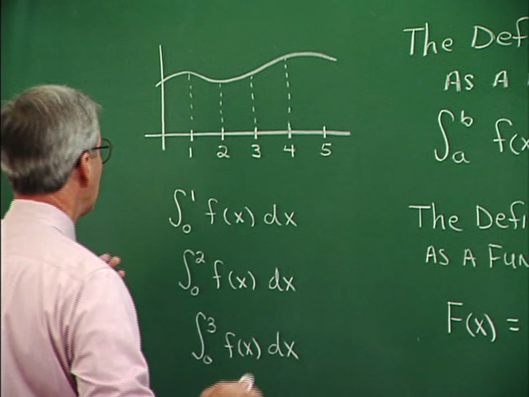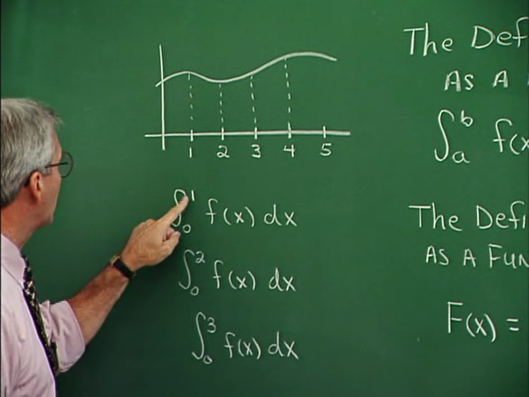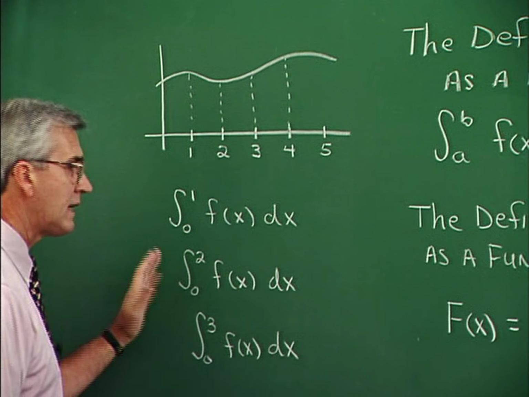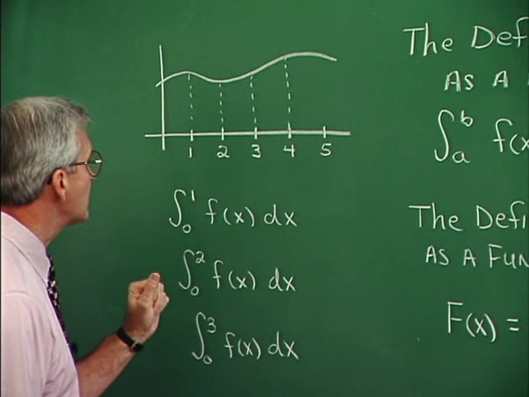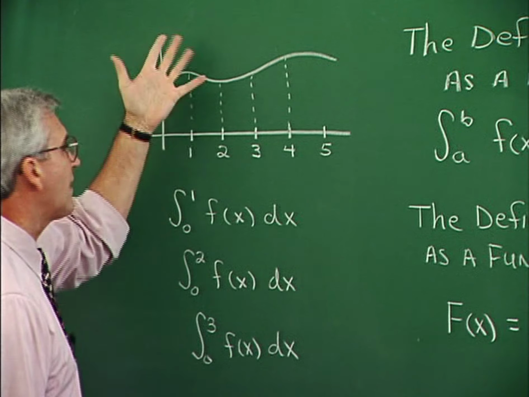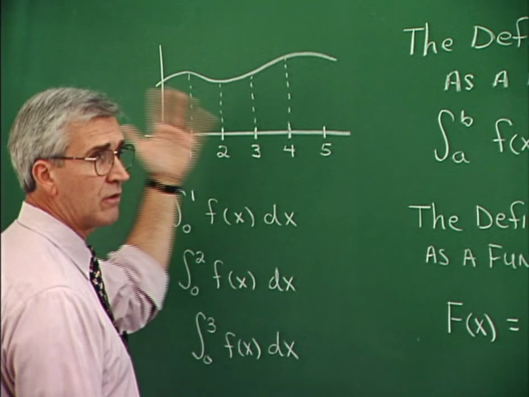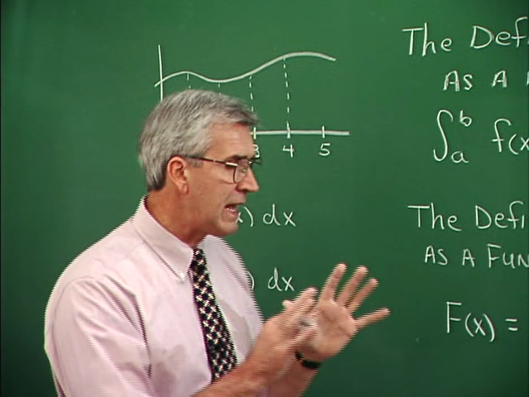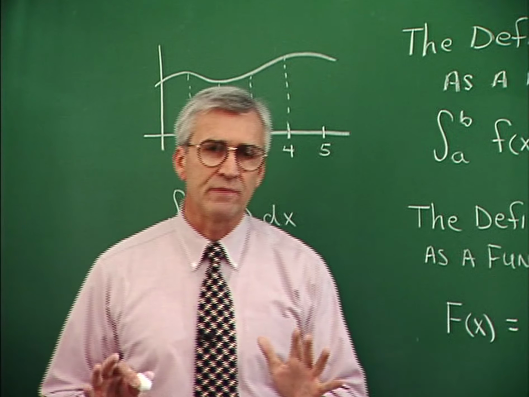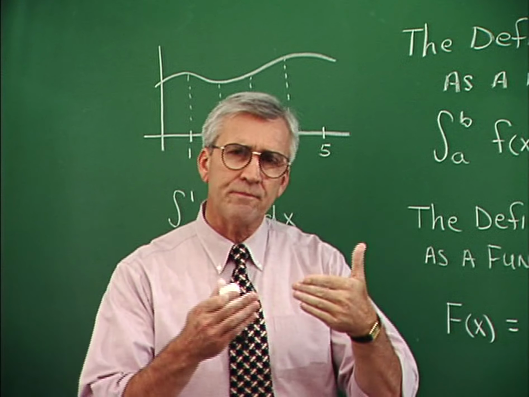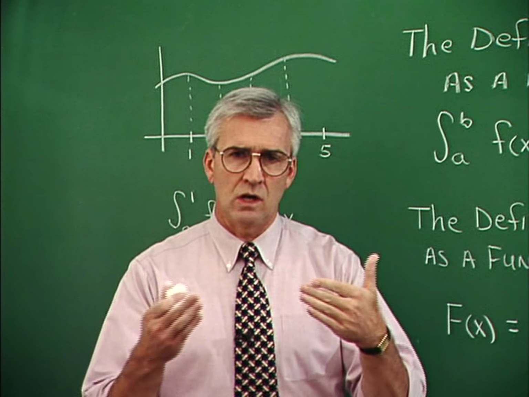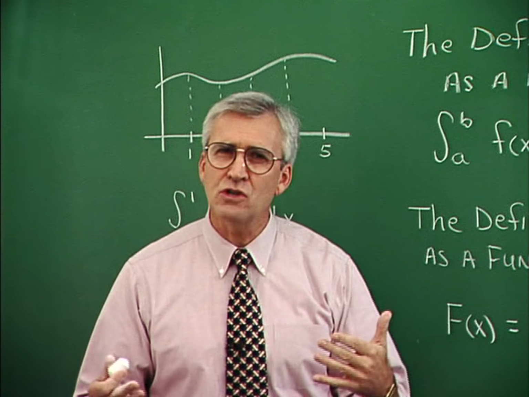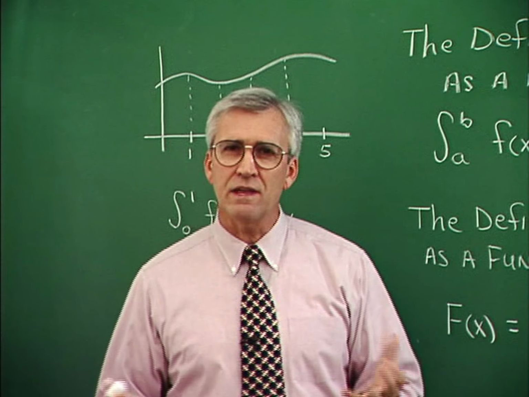Well, one way to do it would be to find the integral from 0 to 1 of f of x dx, and then for the next value we take the integral from 0 to 2 of f of x dx, and then the integral from 0 to 3 of f of x dx, and then the integral from 0 to 4, and so on. Another way to do it, rather than making these separate calculations, is to make the upper bound of the interval variable. Now, what would that do to the calculation? Think about it a little bit.